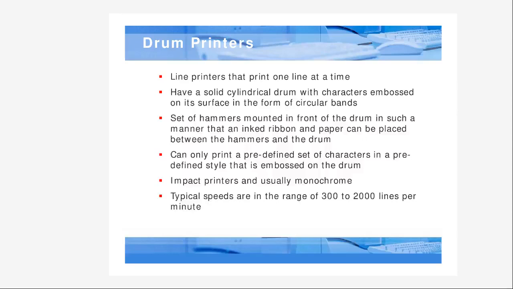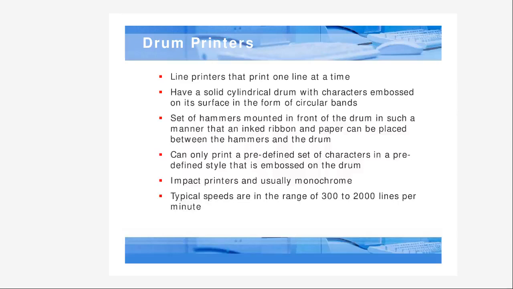Because we purchase the band, that already has some characters printed over it. So whatever characters are printed over that band, only those characters can be printed on the page. That's why it is called can only print a predefined set of characters. In the predefined style also, whatever letters are on that band, only those characters we can print on the paper.